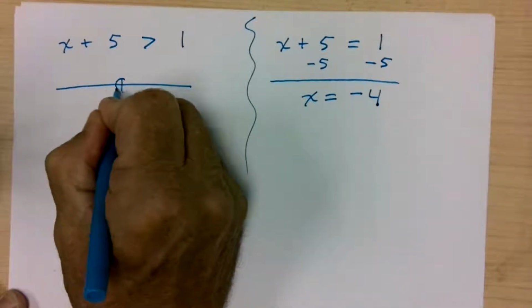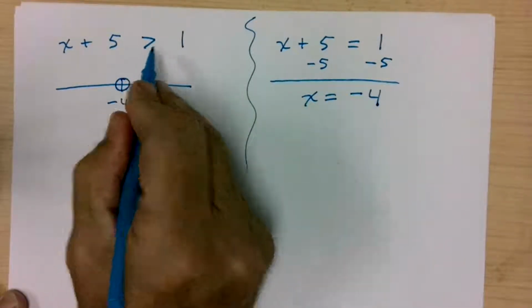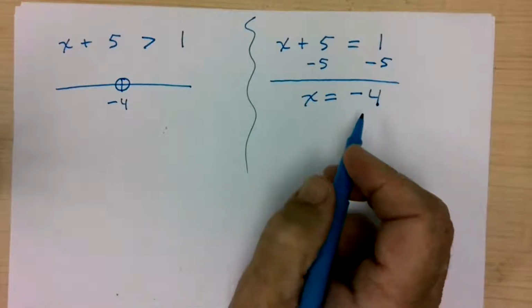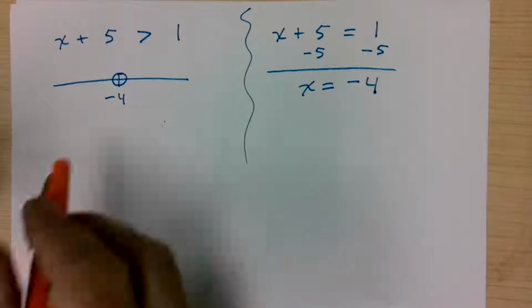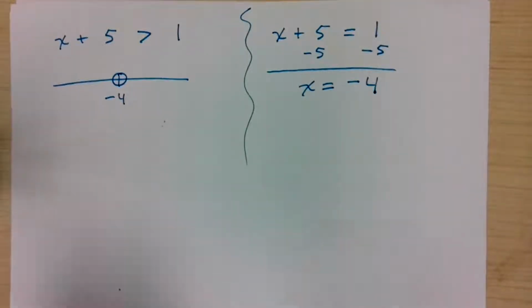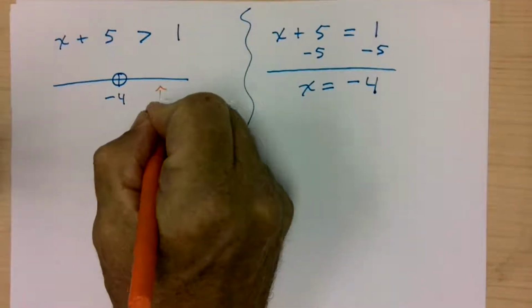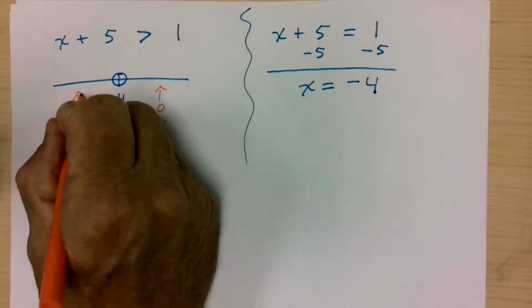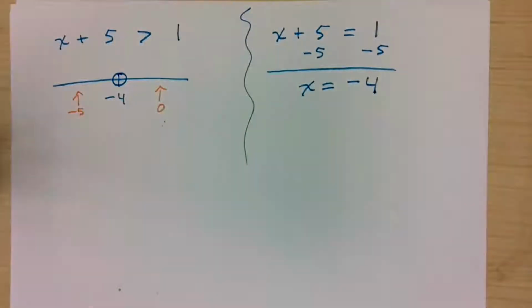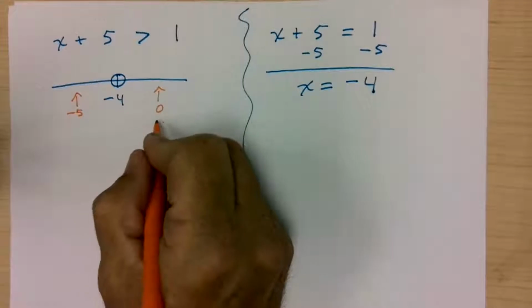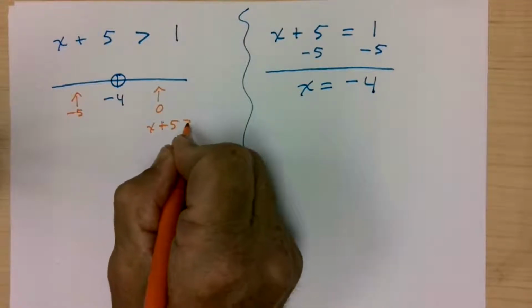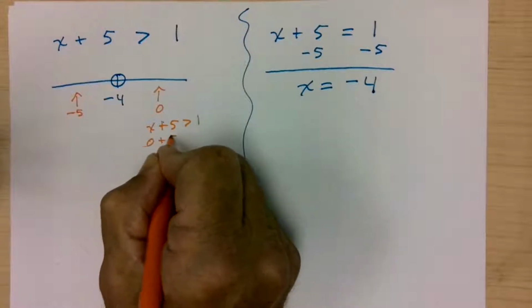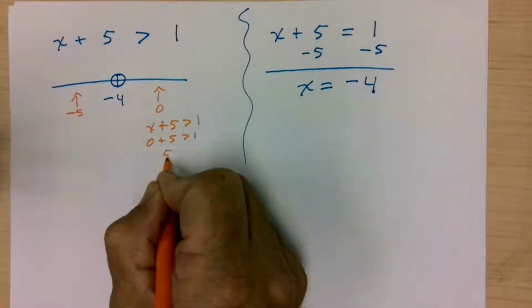It's a round circle, a round hole, because the equal is not included. I've got to choose numbers on each side to test. To the right of negative 4: negative 4, negative 3, negative 2, negative 1, 0 is what I'll use. To the left of negative 4, how about negative 5? Then we're going to plug those in to see if they're true. I like to always do 0 first. x plus 5 greater than 1. 0 plus 5 greater than 1. 5 is greater than 1.